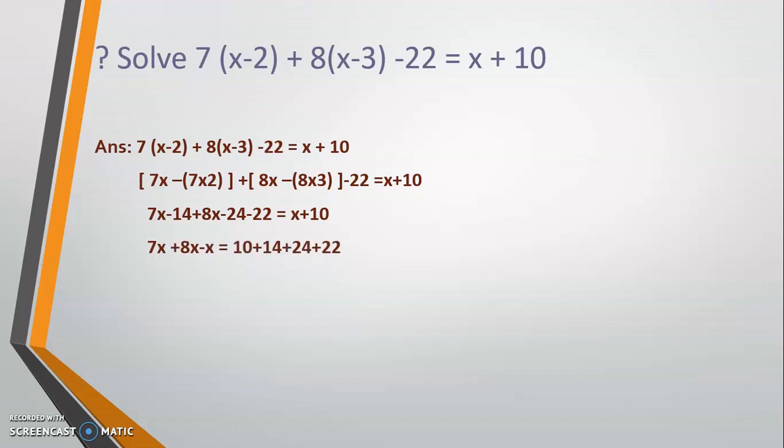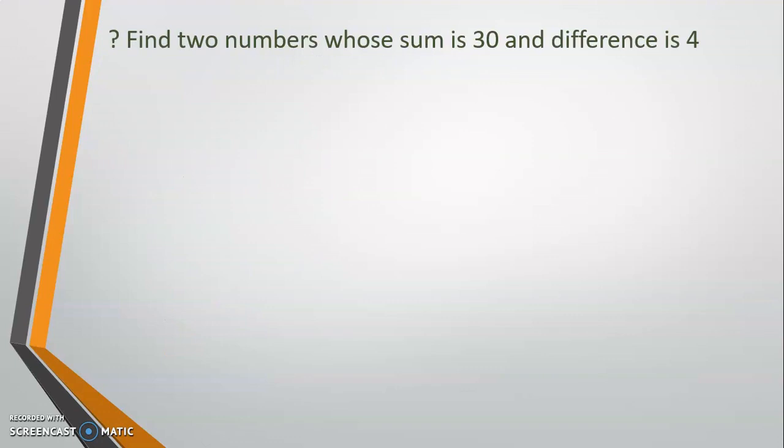And if we take x to the LHS side and the constant terms to the RHS side, we get 7x plus 8x minus x equals 10 plus 14 plus 24 plus 22. If we simplify it, we get 14x equals 70 and x is 70 by 14. That is x equals 5.